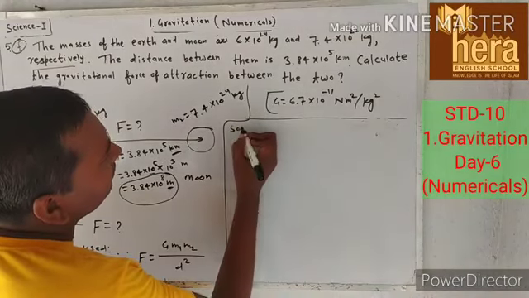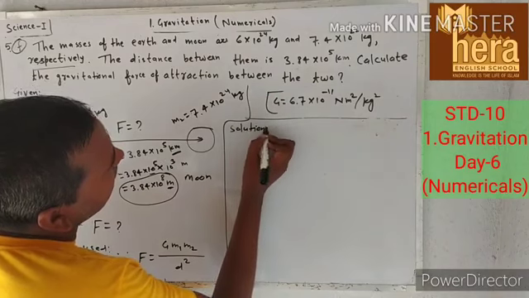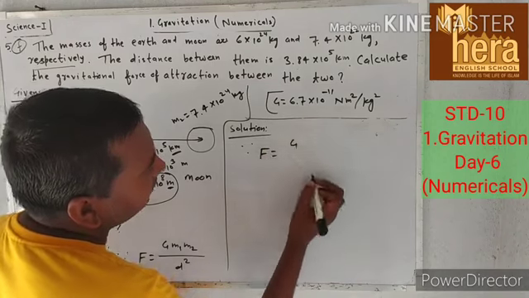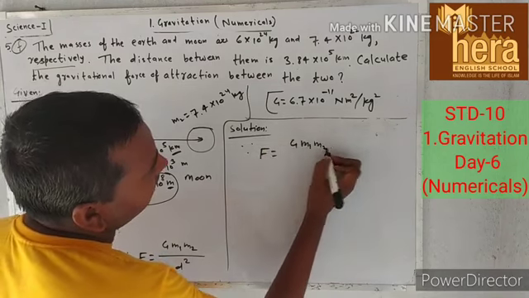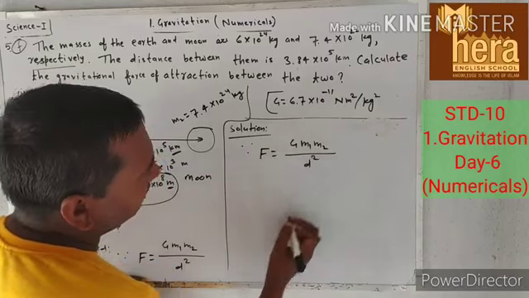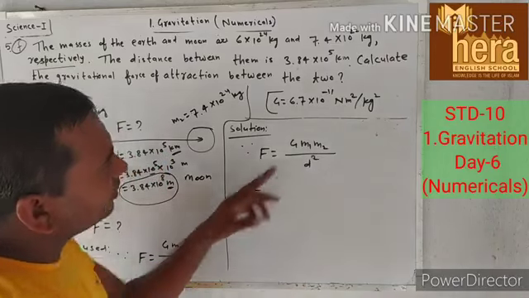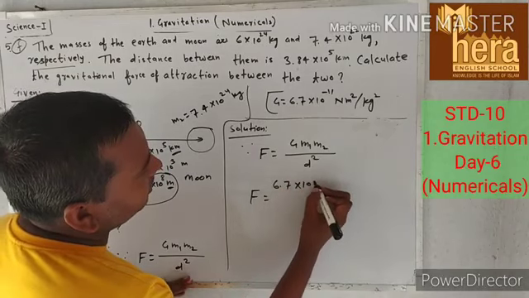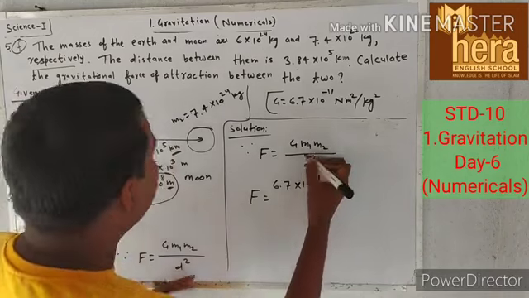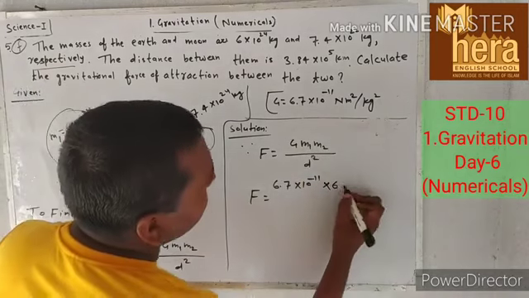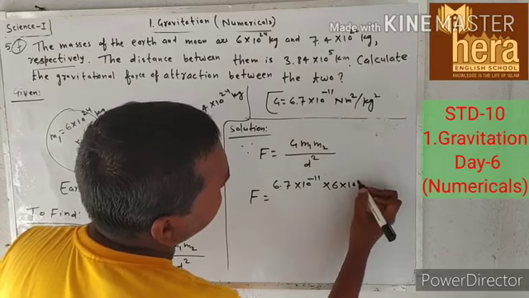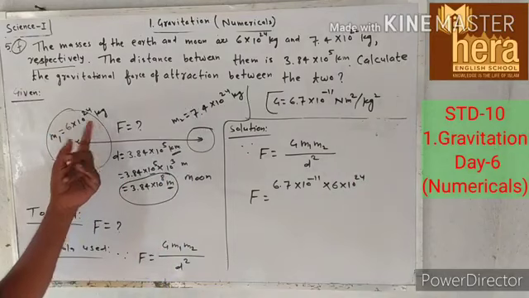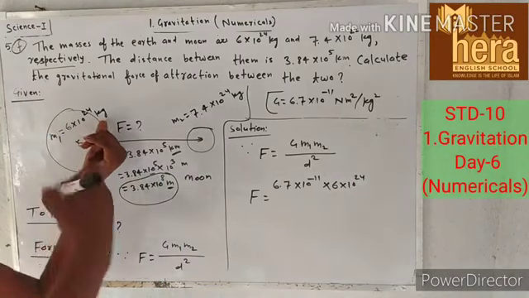Solution. Since F is equal to G m1 m2 upon d square, therefore F is equal to G. Put 6.7 into 10 raised to minus 11, into m1, which is 6 into 10 raised to 24 kilogram. If this data is given in gram, then you have to convert it into kilogram.